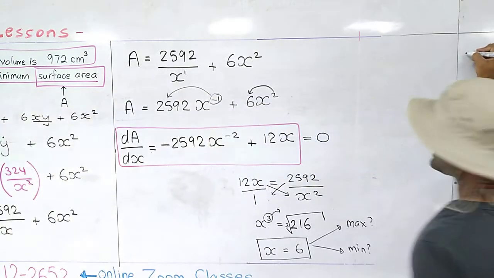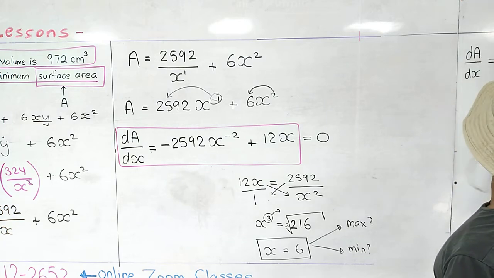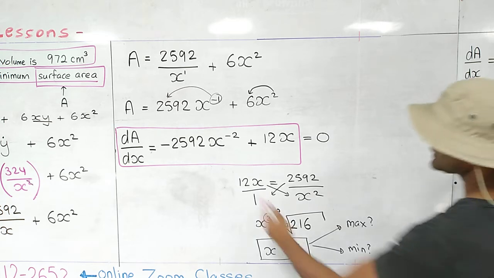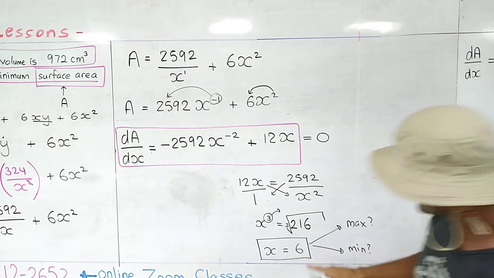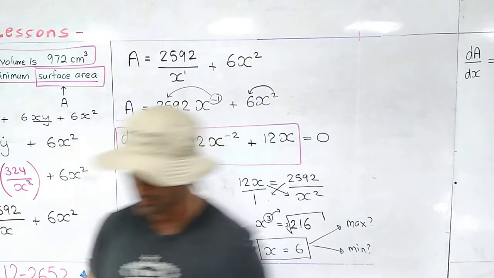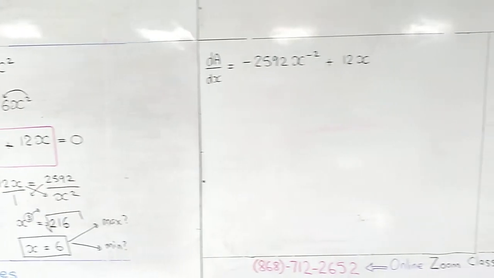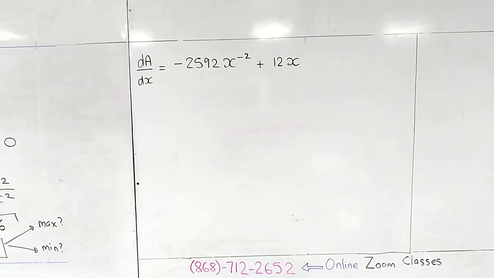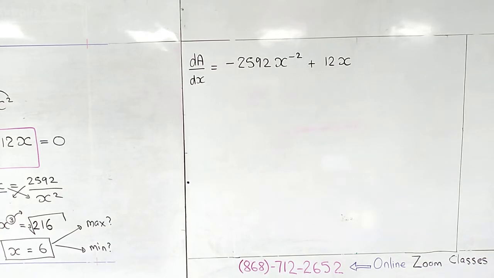So we have dA/dx is equal to minus 2592. The x is already on top, so I'm happy about that. Plus 12x. And the value of x we are trying to figure out is x equal to 6. I've got the 6 remaining on the board here to remind you that it's x equals 6 we're testing.